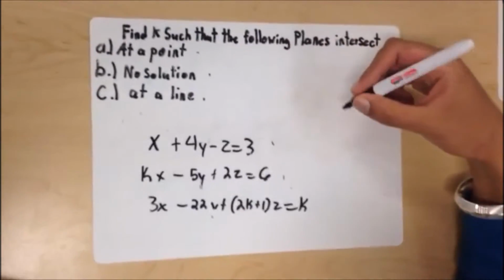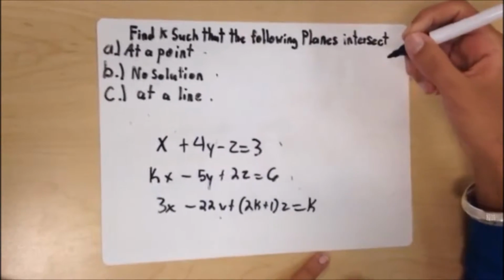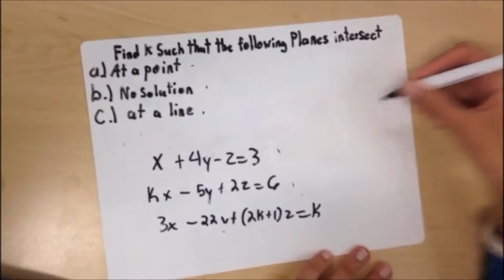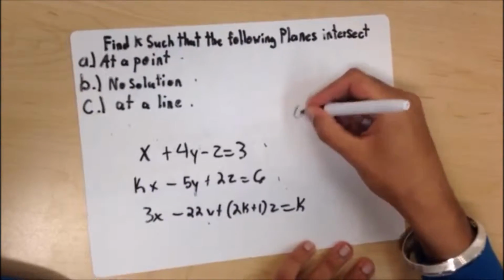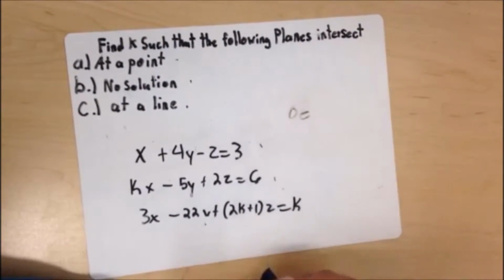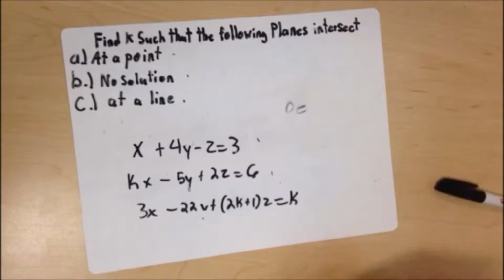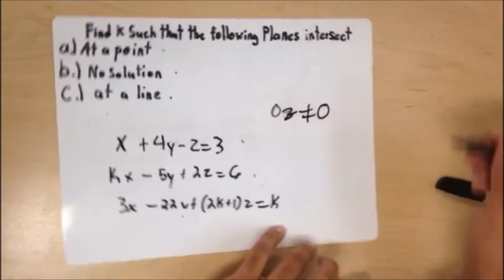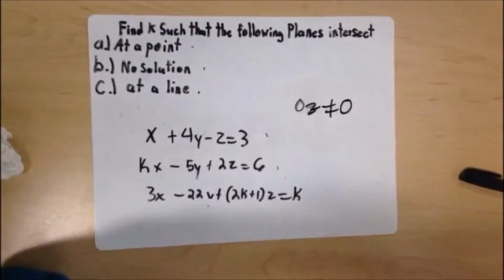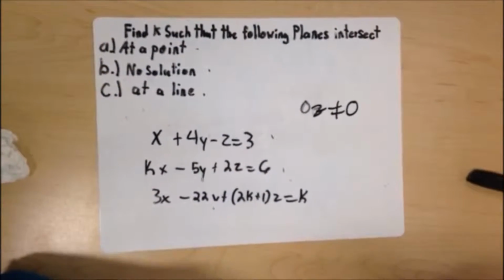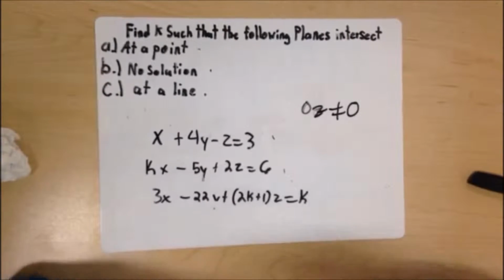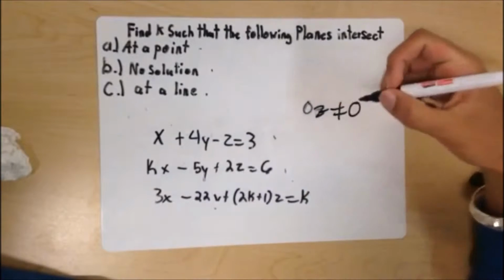So another way no solution could occur is when the matrix has a 0z equal to any other number. 0z cannot equal any other number. So this equation we know is false because anything multiplied by 0 is 0, so there's no way that it could be equal to any other number.